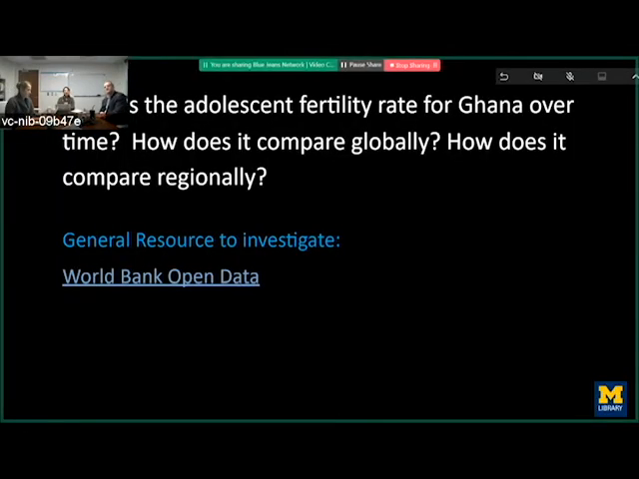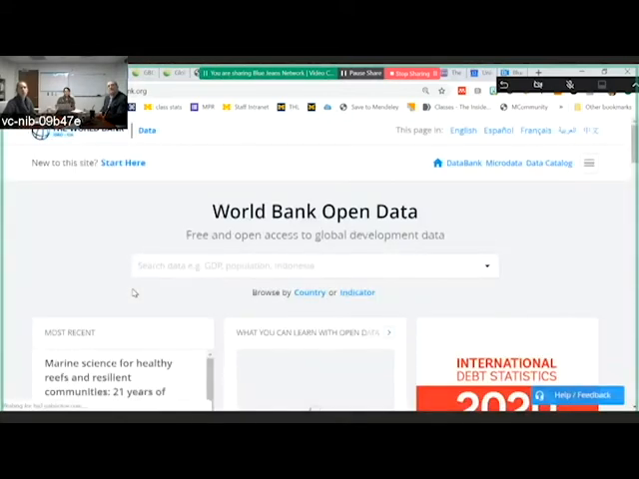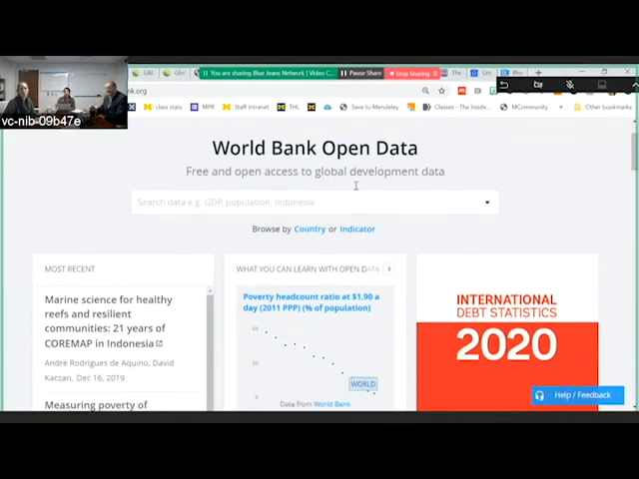I'm going to go into this one live. What is the adolescent fertility rate? And I went to Ghana just because it was an example I had over time. How does it compare globally? How does it compare regionally? Let's take a look at the World Bank open data. Some of you may be quite familiar with the data sources here. It is an extensive data source. As you can see, it says free and open access to global development data.